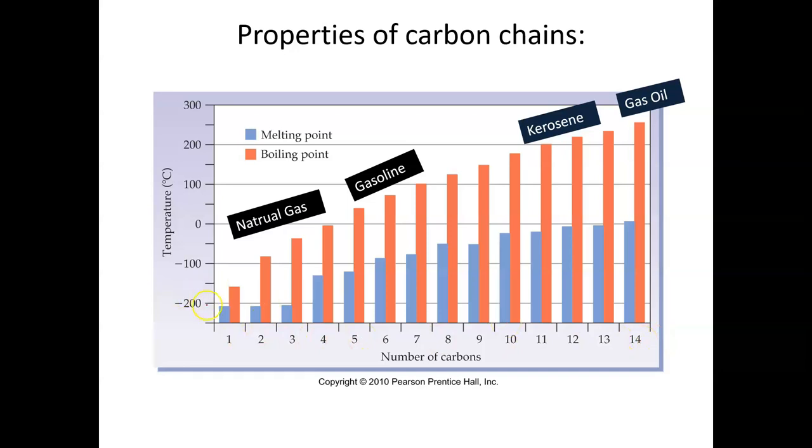And then we're looking at the melting and boiling points. So the melting points in blue, boiling points in red of these. And you can see that based off of the number of carbons that we have an increase as we increase the number of carbons for both the melting points and also the boiling points as well. So this is just kind of natural gases over here. Then we get to gasoline, then we get to kerosene and gas oil, for example.